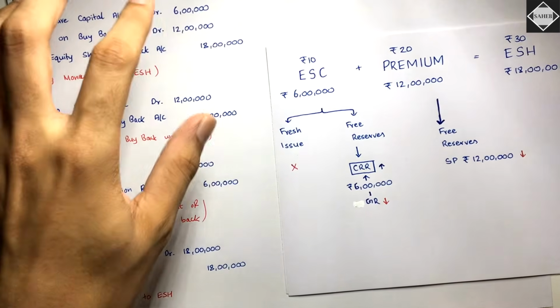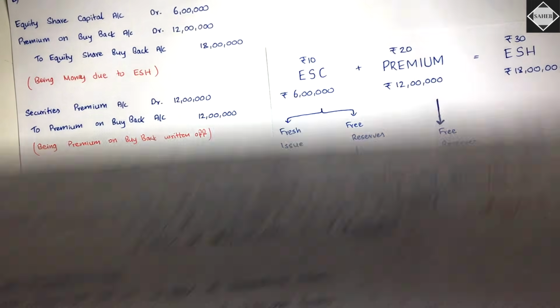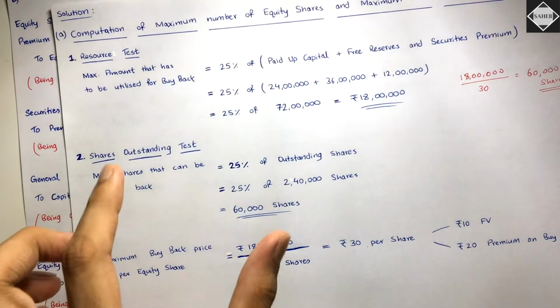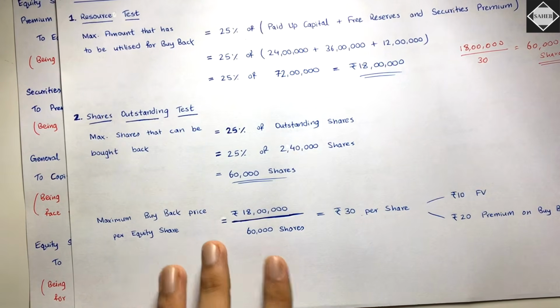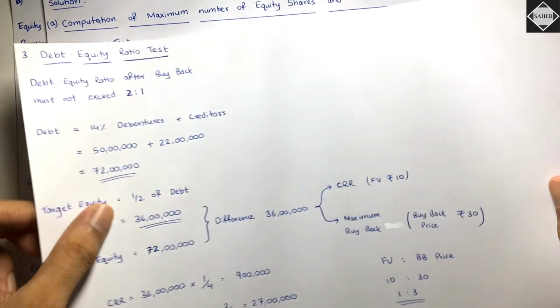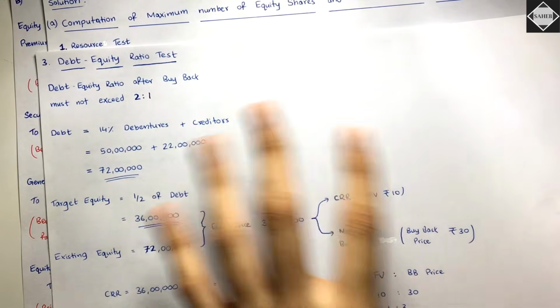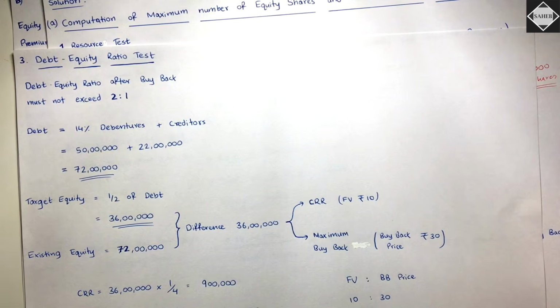See, the entries were really simple. You have already seen all this. The main thing was the tests, how to do the tests. You have also understood properly how the tests are being done. How to do the resource test, what is the meaning of equity, paid up capital, free reserves and securities premium in section 68, and the shares outstanding test also you understood. And then you also understood how to calculate when the buyback price is not given. And then the debt equity ratio test also you understood in much detail. If you want to understand the equation way, then I have made a separate video on just the debt equity ratio test with an ICAI module question, so you can see that.